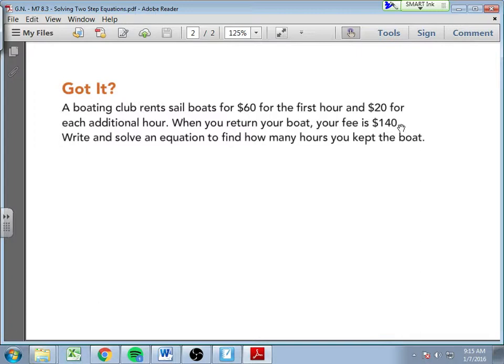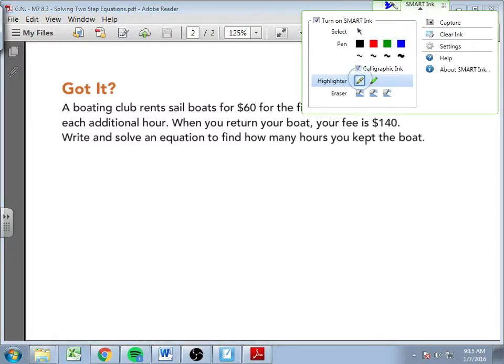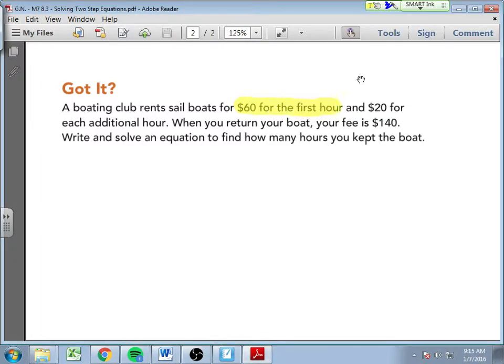And this is how a lot of places work. When I used to DJ, this is how I would charge. You charge more for the first hour because you get the boat or you get the services. For me, for DJing, it was because I had to drive there, I had to set up, I had to do everything. The first hour is expensive. Every hour after that is cheaper. So this $60 is only the first hour. This $20 is every hour after that.